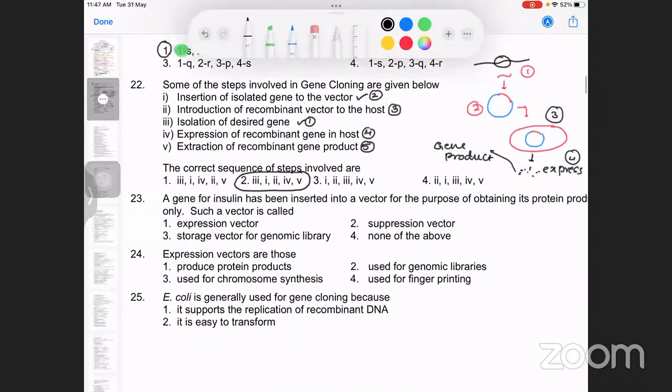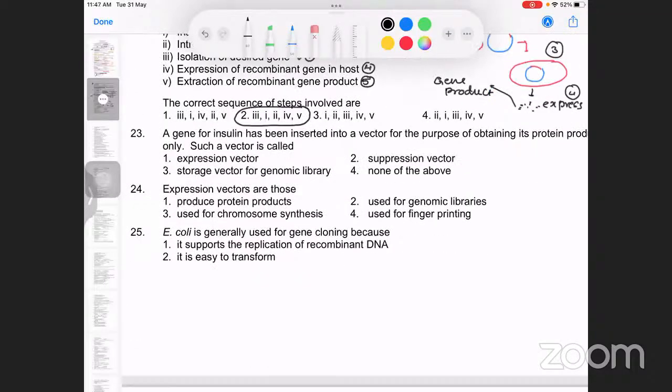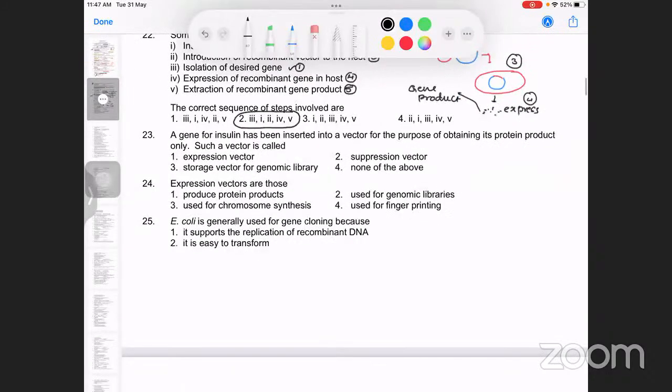Now, a gene for insulin has been inserted into the vector for the purpose of obtaining a protein product. Such a vector is called an expression vector, suppressor vector, storage vector for genomic library, or none of the above. It is called an expression vector because it is going to help in the development of essential proteins for our purpose. Expression vectors are those which produce protein products. They produce protein products.